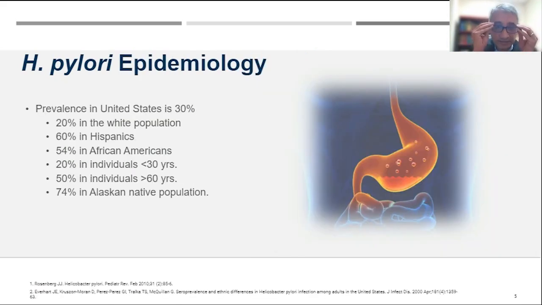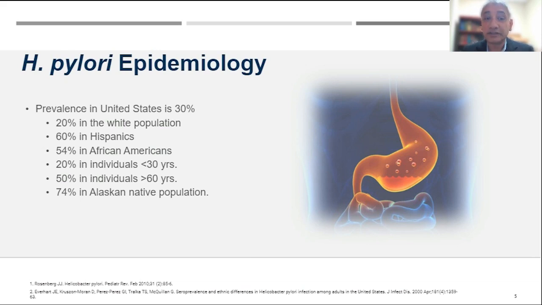Within the United States, the prevalence of H. pylori is about 30%, and once again, it's not evenly distributed. It ranges from about 20% prevalence in the white population to 54% in the African American population, 60% in the Hispanic population, all the way up to 74% in the Alaskan Native population.